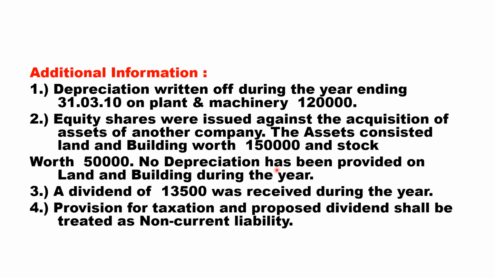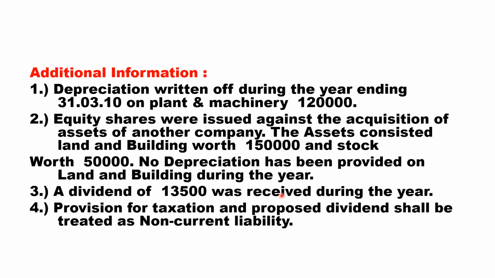No depreciation has been provided on land and building during the year. So absolutely no depreciation at all for land and building. A dividend of 13,500 received during the year. It's not paid, it's received. So it is treated as an income. So you should deduct from operating activity and add in finance activity.